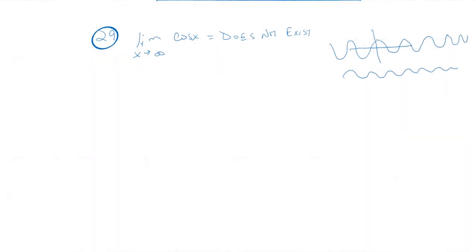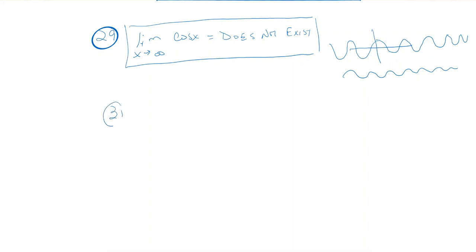And I'm not approaching a direction, so this would be my answer. I actually don't like this problem. Okay, but it is what it is. So let's look at 31.